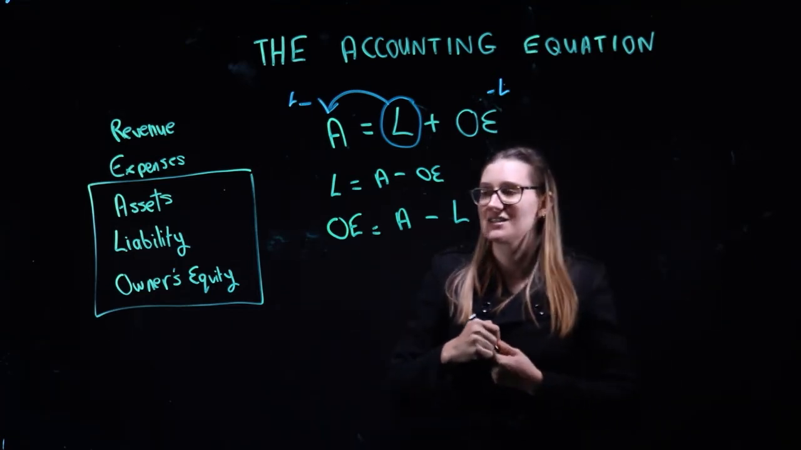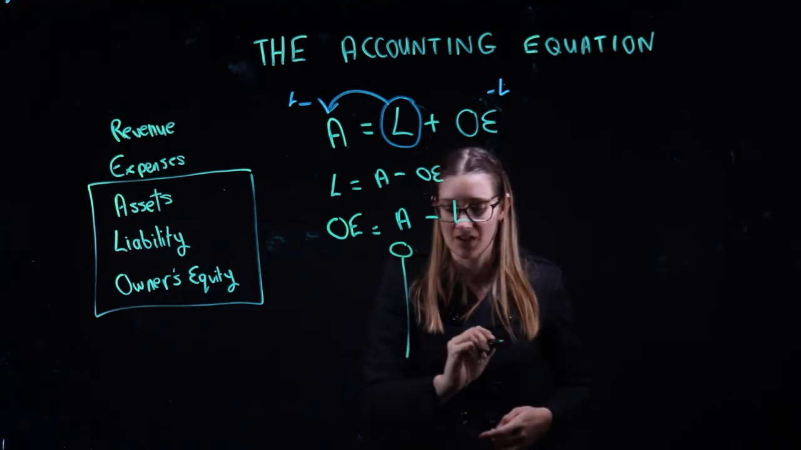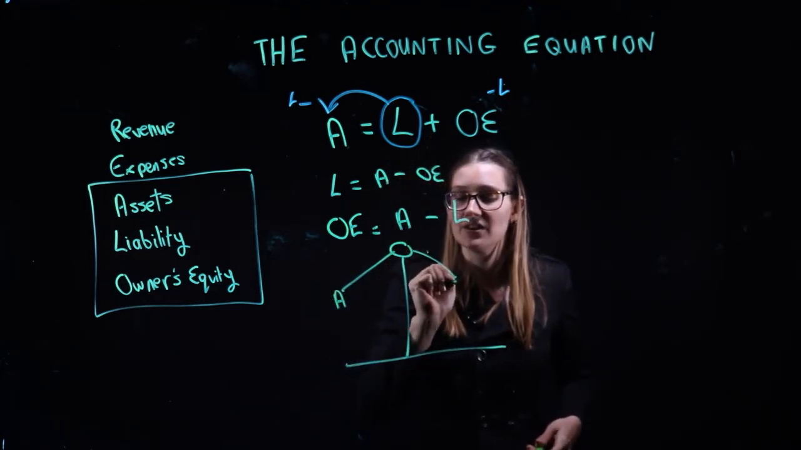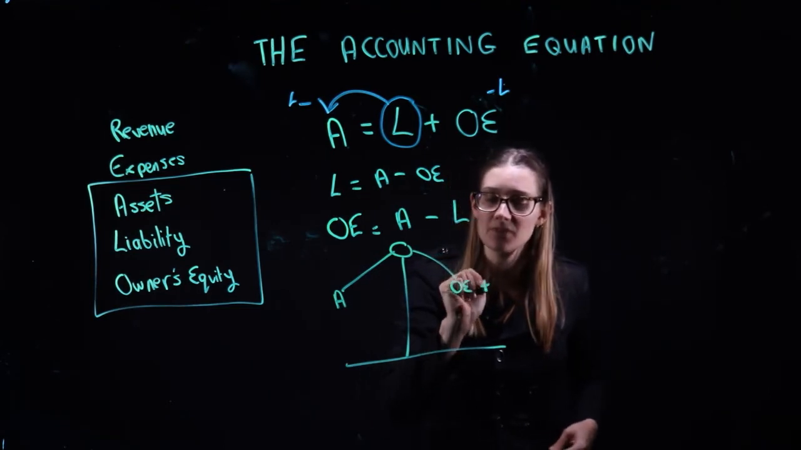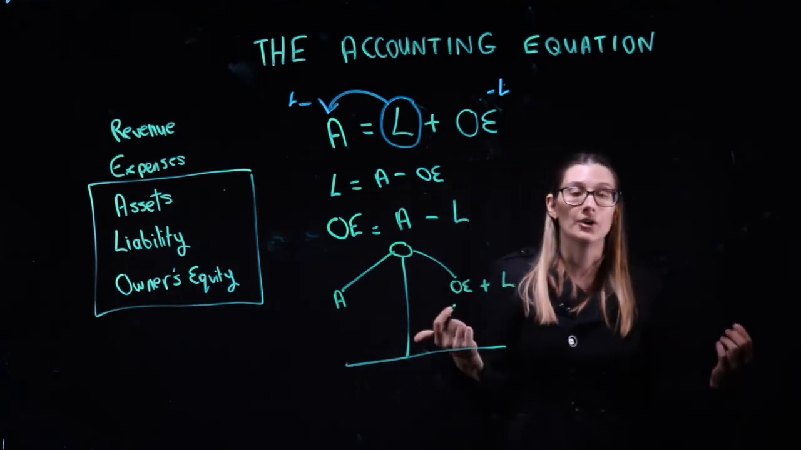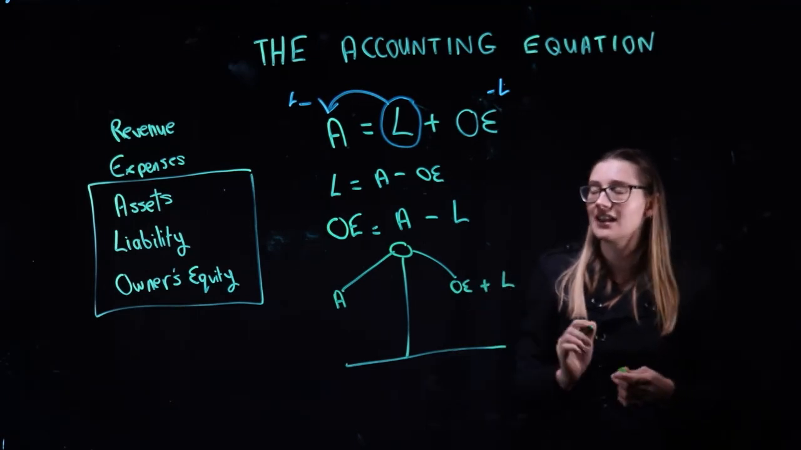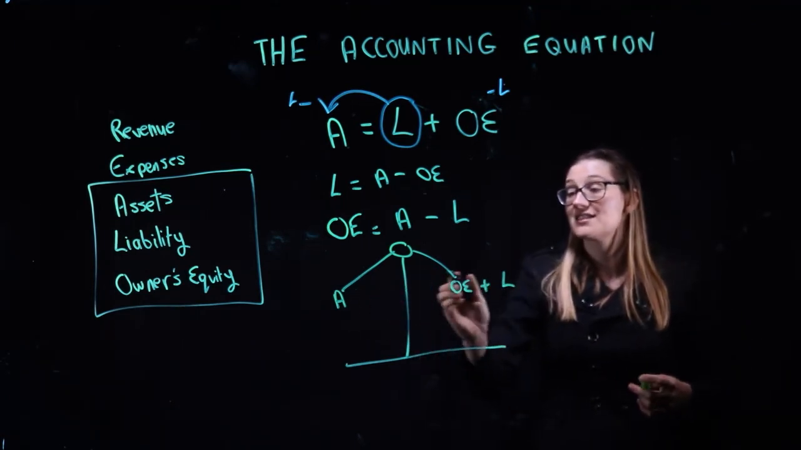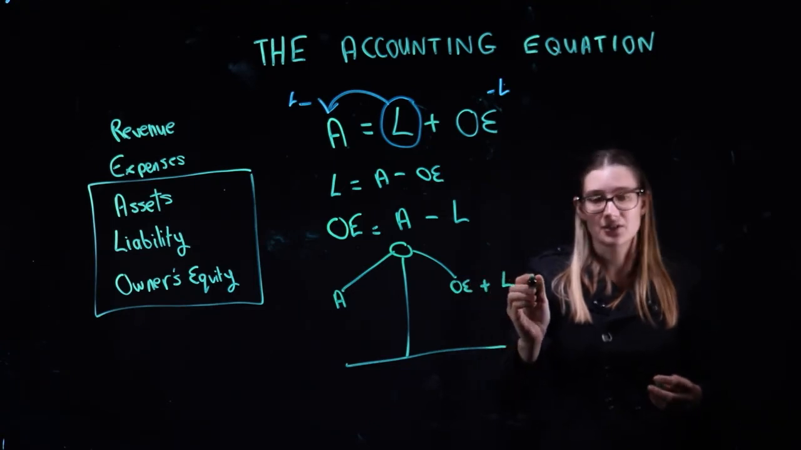So another way I like to think about this is a balancing scale. If you imagine a balancing scale, you would have assets on one side, and then you would have owner's equity plus liabilities on the opposite side. And when you look at the accounting equation this way, you can see that all of your assets are the same as your owner's equity plus your liabilities.